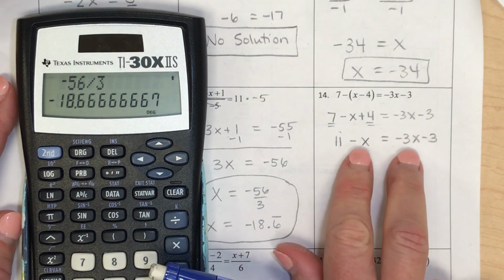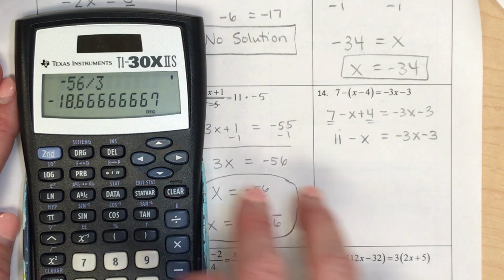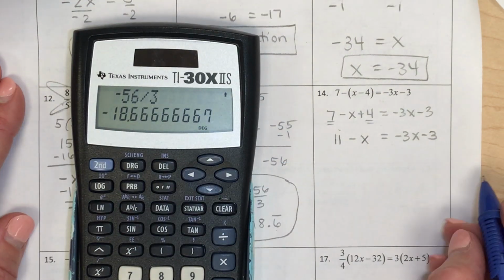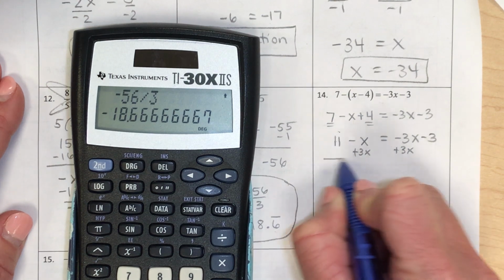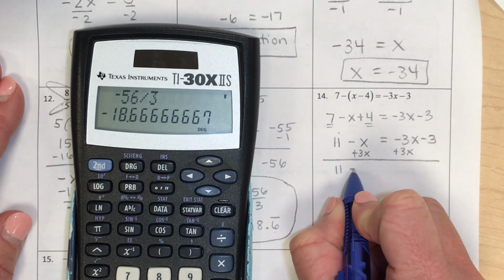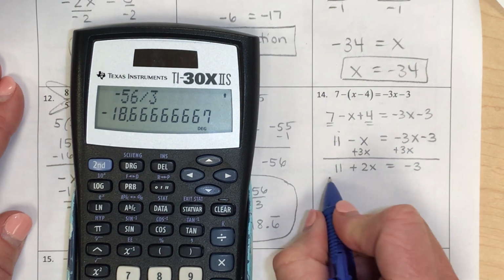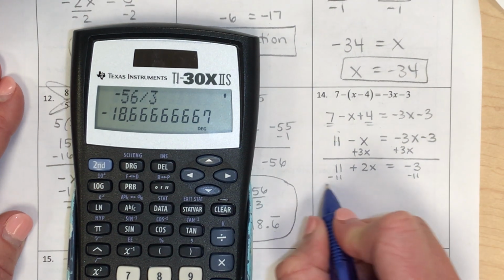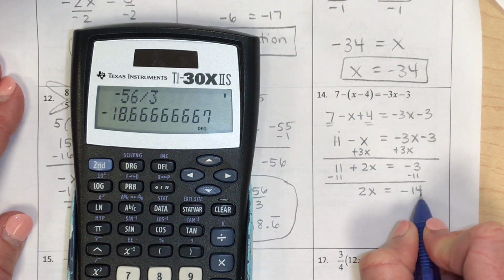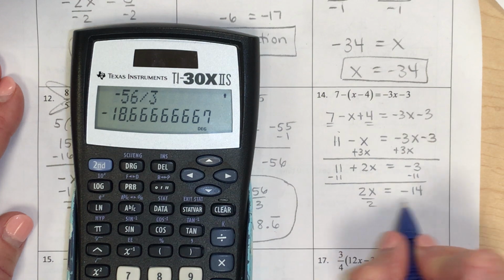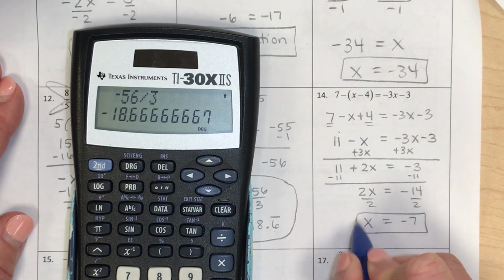Now with letters on both sides and numbers on both sides, pick one side for your letters to go and the opposite side for your numbers to go. So I'm actually going to start by adding 3x to the left side. So I'm going to have 11 plus 2x now will equal -3. And I'm going to subtract 11 so that my x's are by themselves. So 2x will equal now -14. And now if I divide by 2, my coefficient, I'll have -7 for my answer.